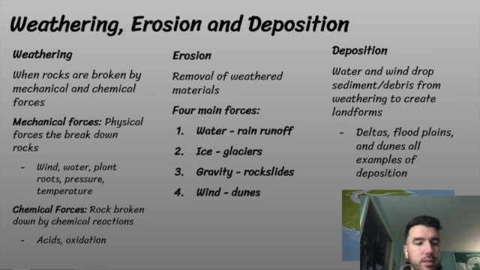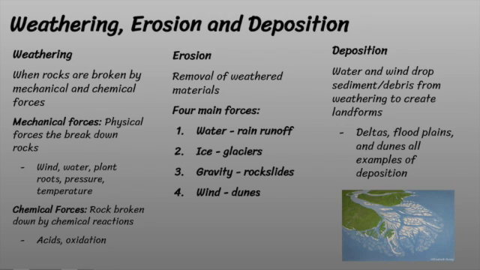Chemical forces are another way rocks can be weathered down. So whether it be by acids or oxidation. So acids, rain can become slightly acidic. So over time, rocks can be eaten away by rain. Same thing with oxidation. Oxidation is basically just rusting. So if rocks are heavily composed of metals, they can oxidize over time and be weathered away.